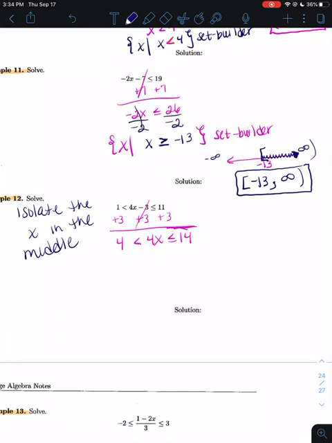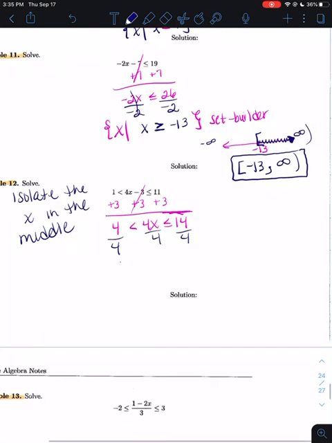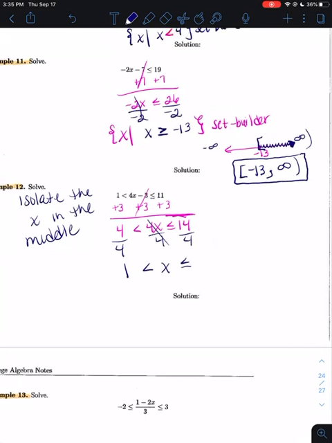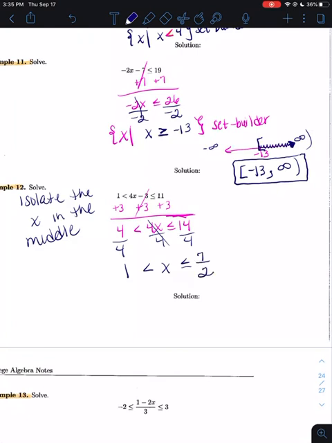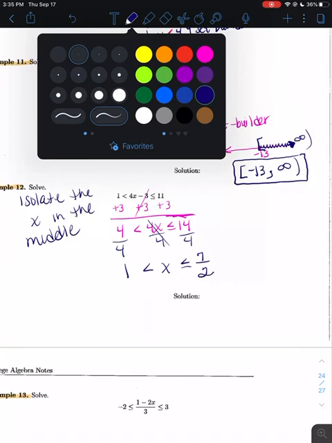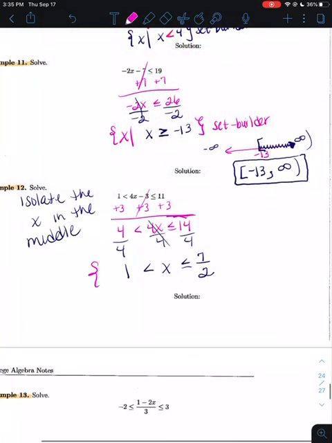Then I want to get x by itself, so I need to divide by 4. All 3 numbers I divide by 4. 4 divided by 4 is 1, less than, the 4's cancel out, x less than or equal to. If you simplify 14 over 4, what number can I divide into both 14 and 4? The answer would be 2. 2 goes into 14 7 times. 2 goes into 4 twice. This is my answer. This is the set builder notation, so I can put my little squiggly stuff around it. So that's set builder.